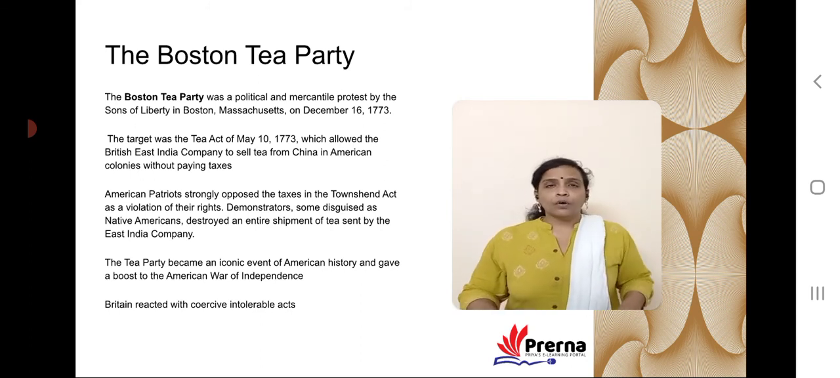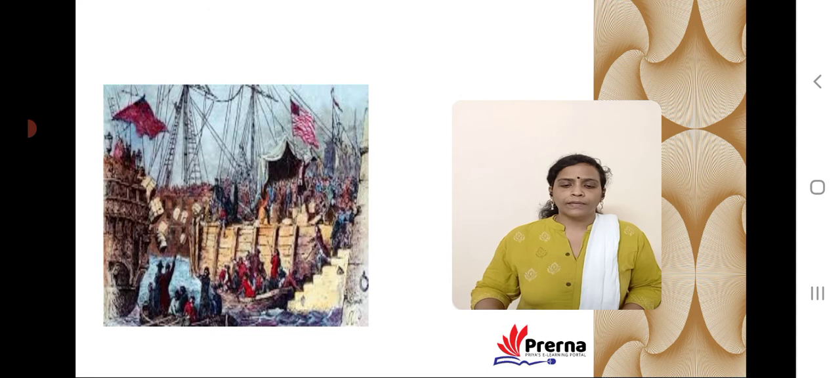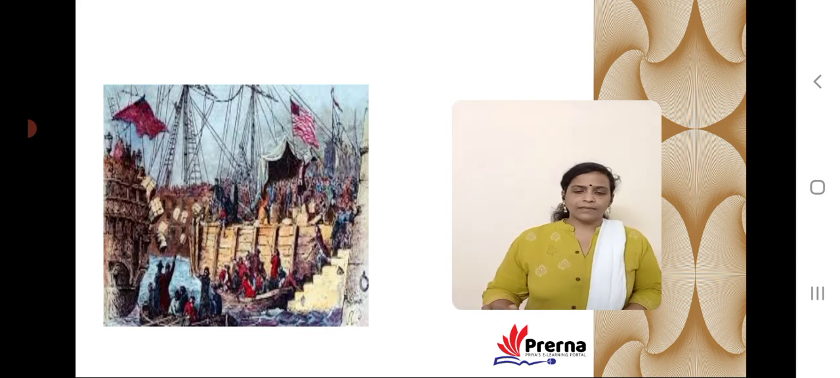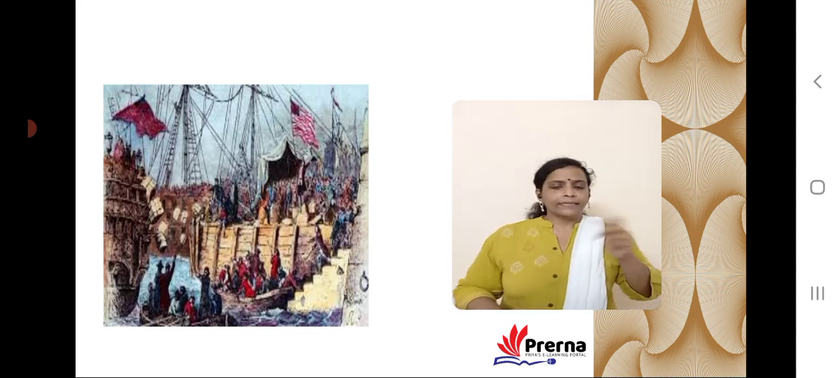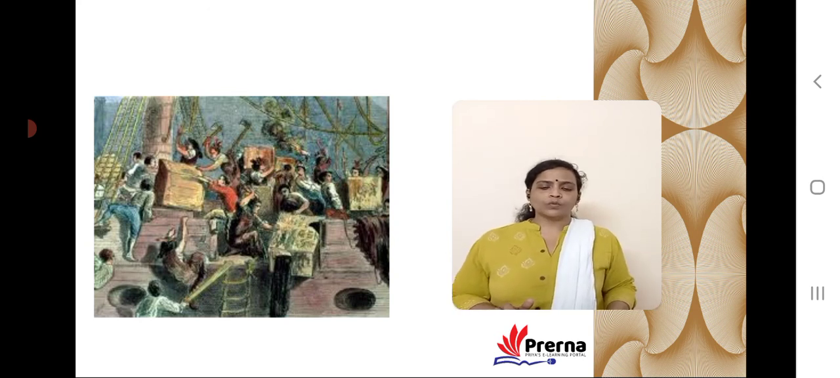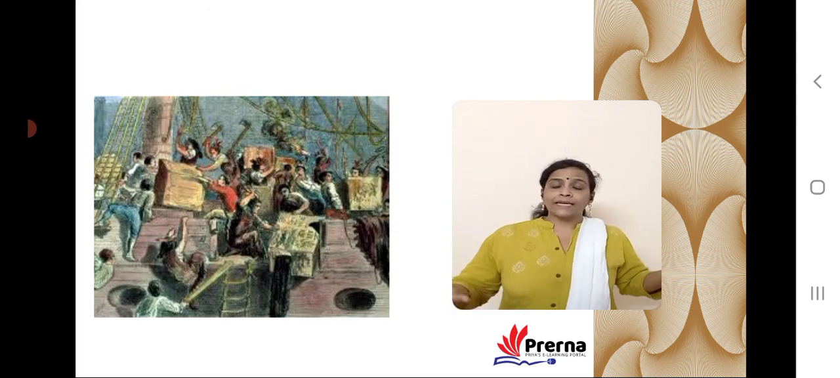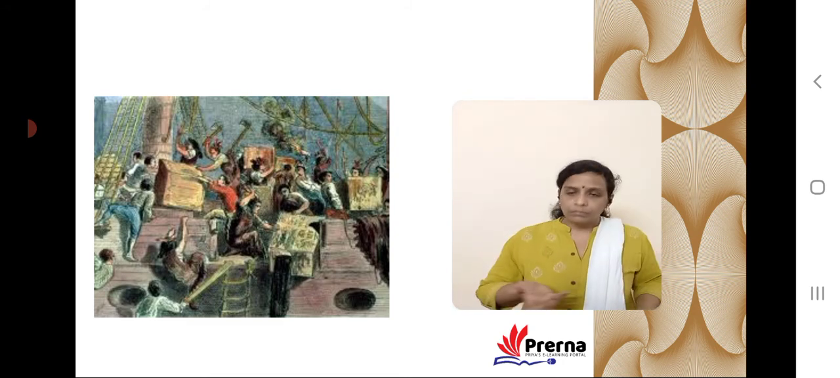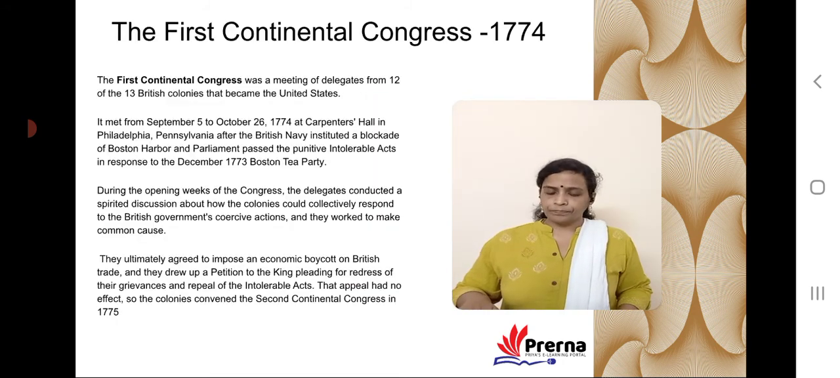So a lot of intolerable acts could be seen after this particular incident. In the next slide you can see an image, and in the next slide again an artist who had depicted it this way, how revolutionaries disguised as Red Indians were trying to throw the boxes into the sea.